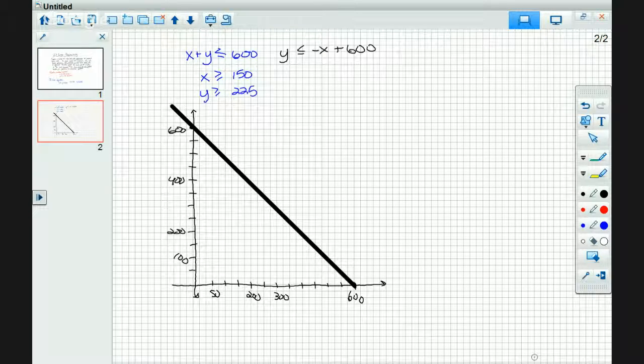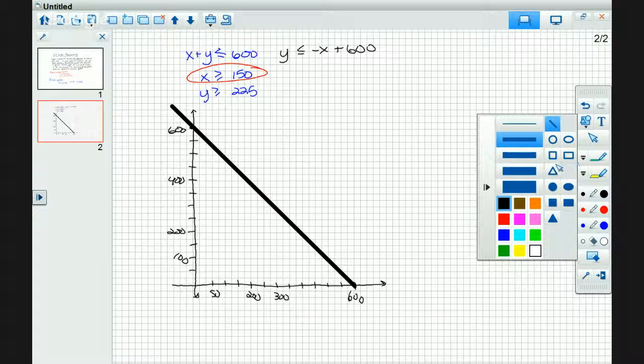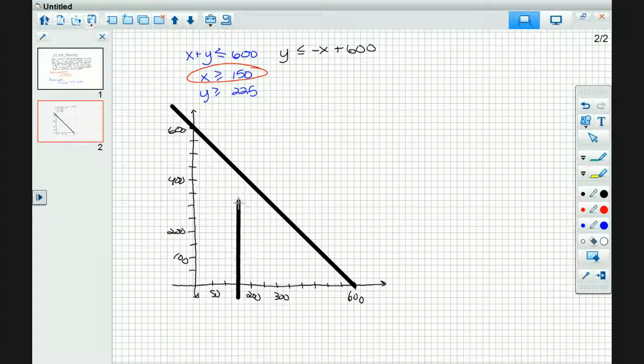I'm going to hold off on shading this, but I would shade below it, correct? Good with that. Now let's draw this 150 here. And then 225 right here.